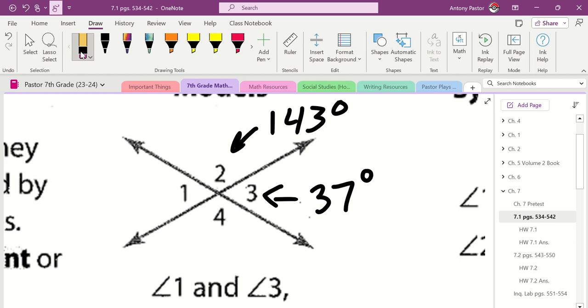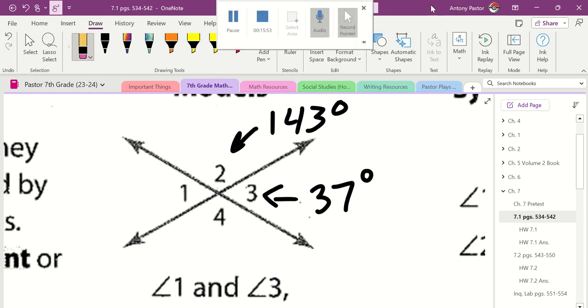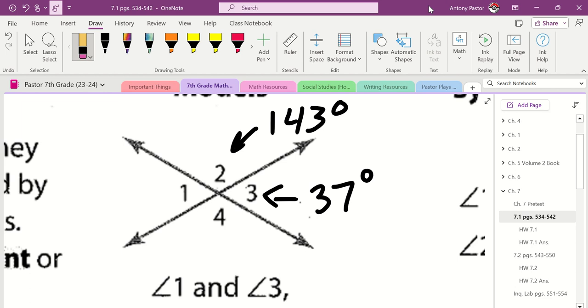Degrees. So I need the back of the room to start focusing, or I will start sending kids to the office. Angle 1 has to equal what again, ladies and gentlemen?